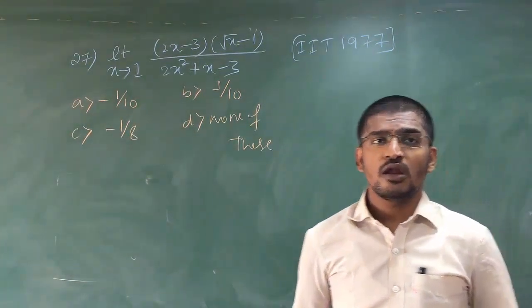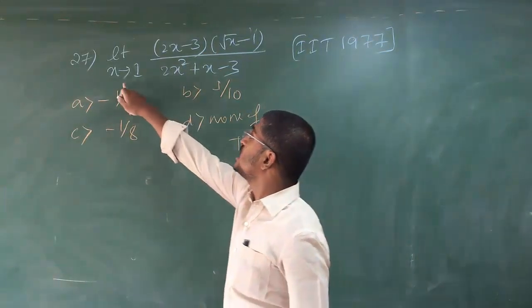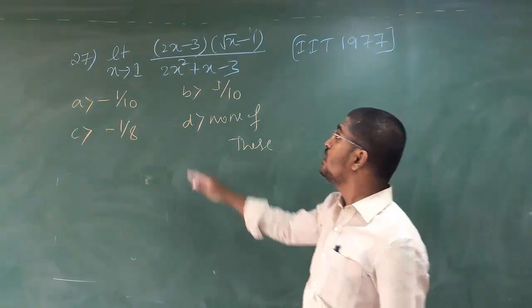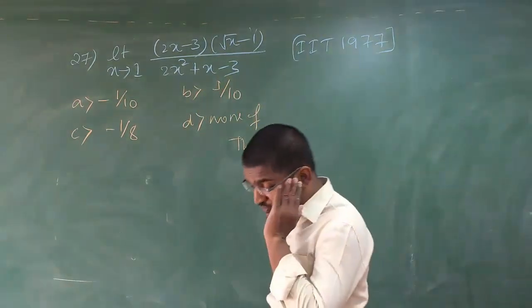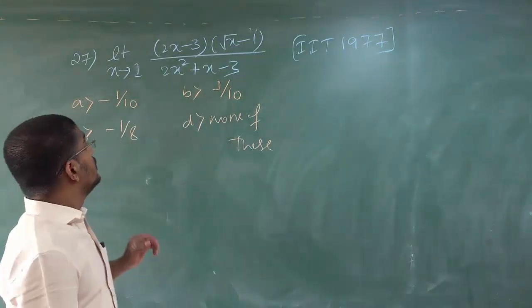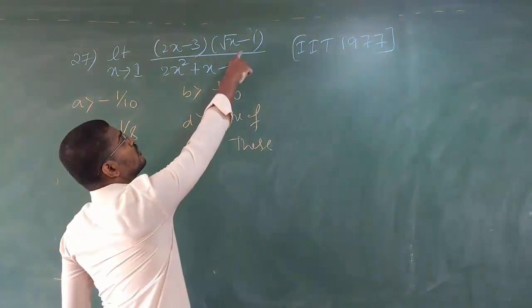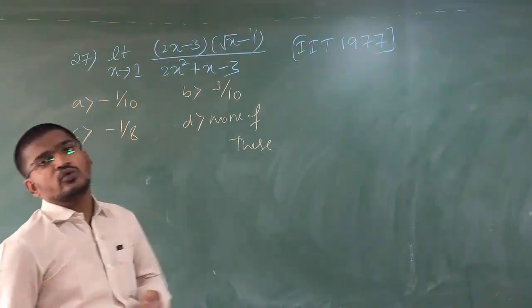Now let us go for question number 27. The limit extending to 1 of 2x minus 3 root of x minus 1 divided by 2x square plus x minus 3. This was also a question of your IIT exam. To solve this, first you have to factorize. Here you have to rationalize. Factorization method and rationalization method, both you have to use here.